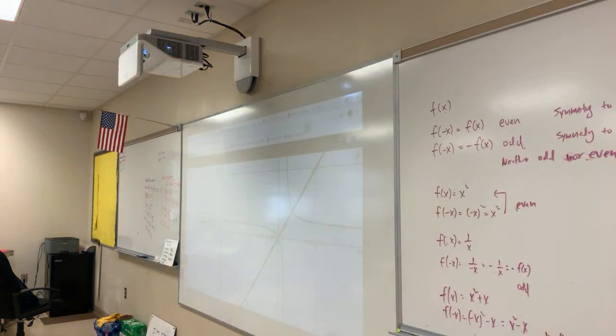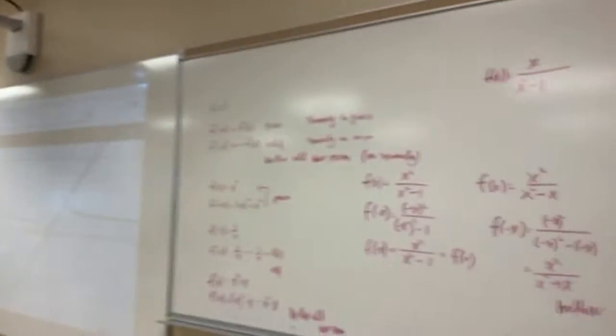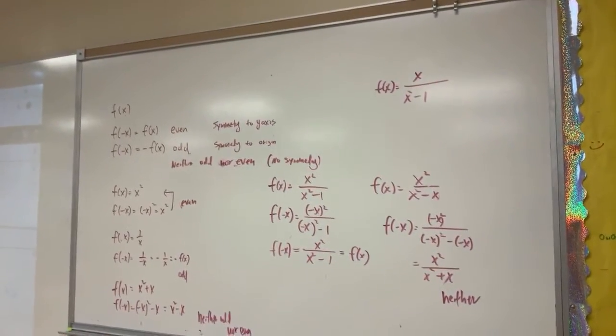Okay, so it's neither though. It's neither, right? So let me give you a case that is f of x. Let me tell you what this one is: x over x squared minus 1. So they are very close to each other. Are they even or odd or neither?